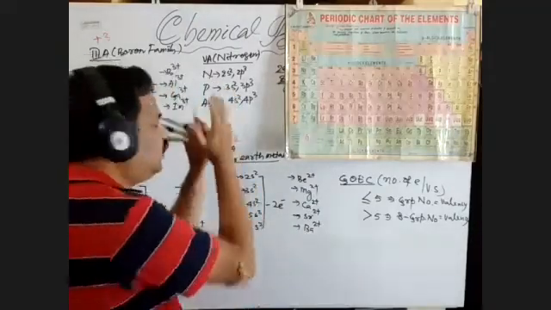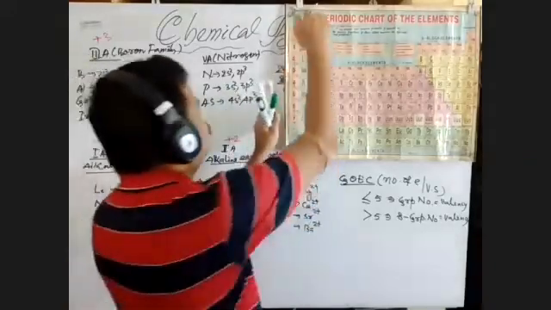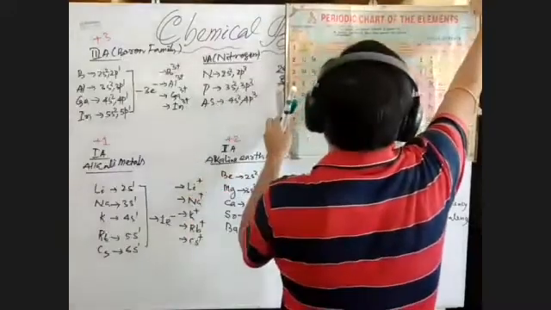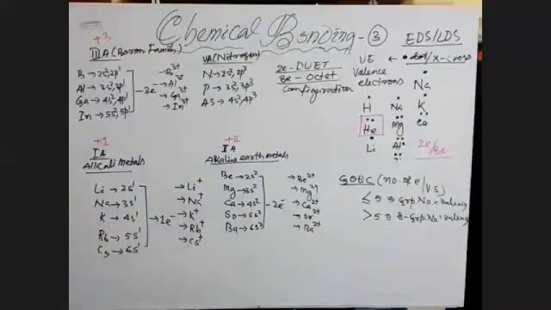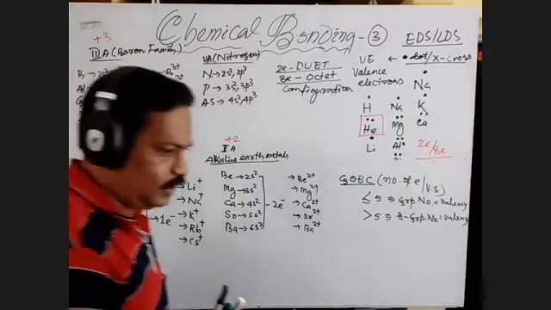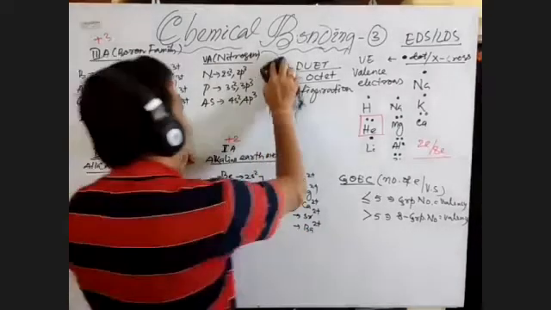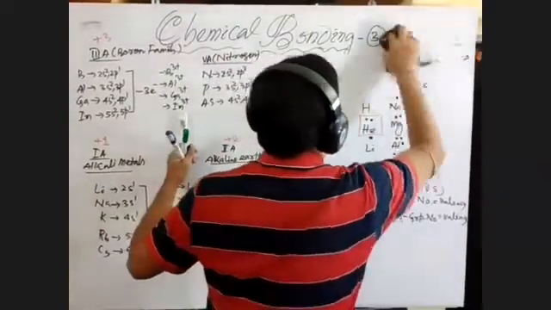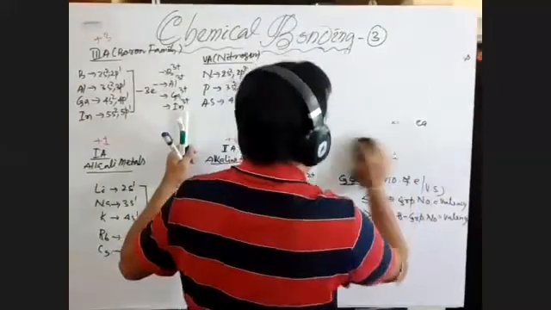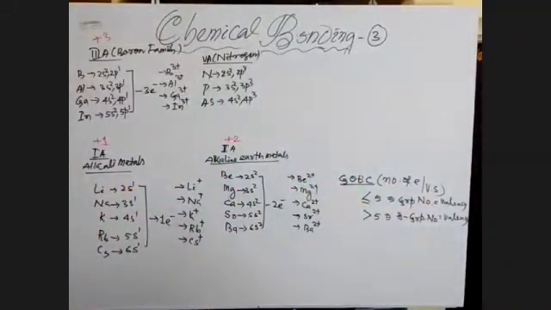That's why these elements don't have a tendency to lose electrons. They have a tendency to gain electrons. So these elements will gain electrons. Nitrogen has a gaining tendency of electrons, not a losing tendency.